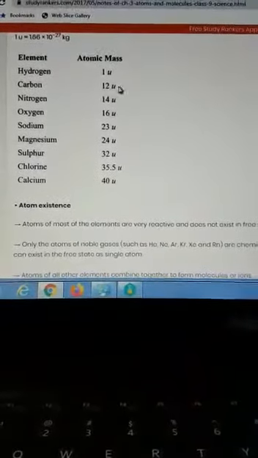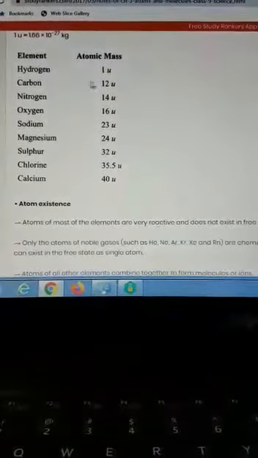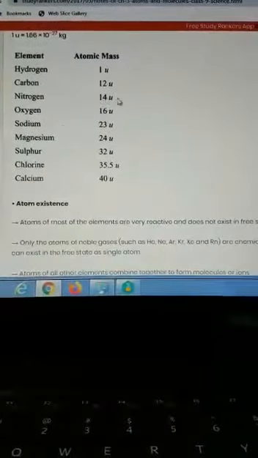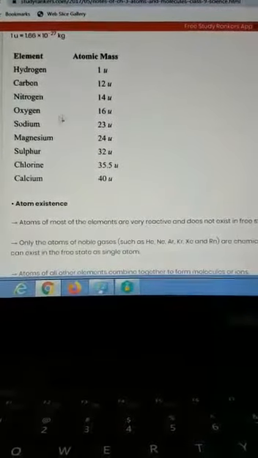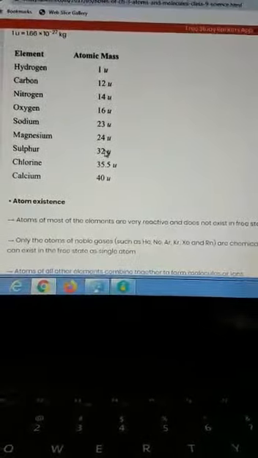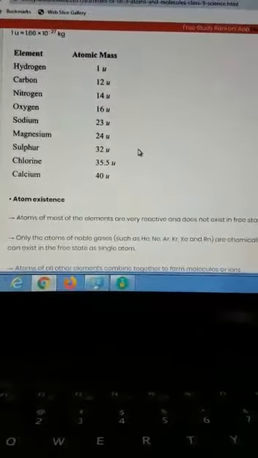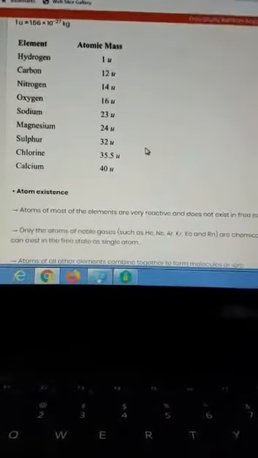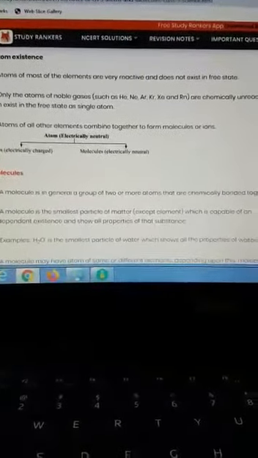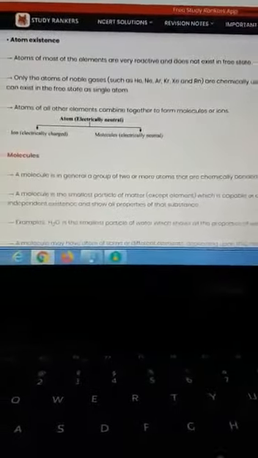So hydrogen is 1 U, so the mass of a hydrogen atom is 1 U. Carbon atom is 12 U, nitrogen atom is 14 U, oxygen atom is 16 U. In this way, you need to remember the masses of the first 20 elements, and the table is given in chapter 4. Please all of you read it. Now next we will read in detail about atoms and molecules.